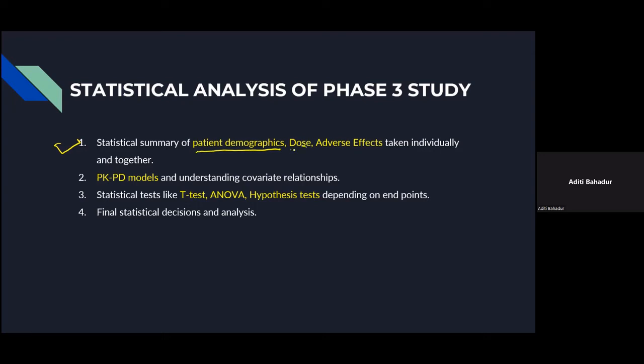We have to be very particular about that. And adverse effects have to be taken individually and together. Now, the importance of statistically summarizing everything individually is that we understand the effect of the dose in that particular group, and that could be very important from a local regulatory perspective. And also we understand if there are certain varieties of adverse effects in the particular group.